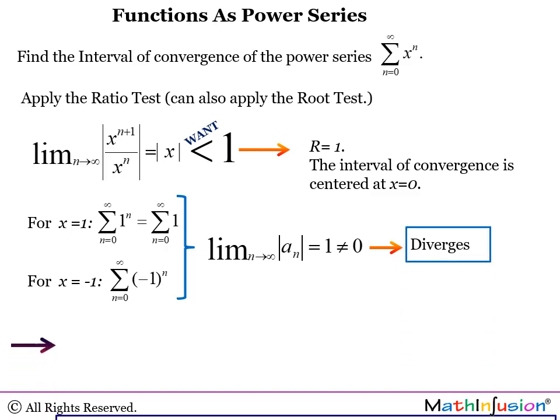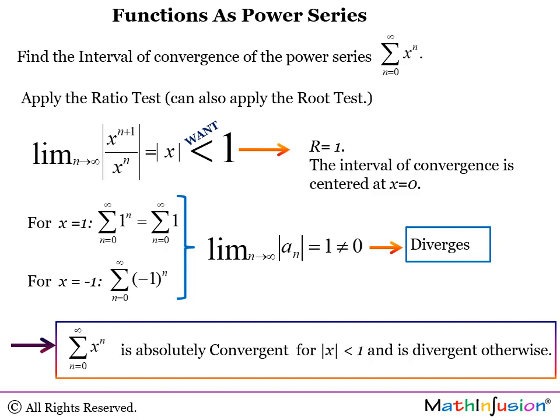And we can conclude. The sum of x to the power of n is absolutely convergent for x's such that x in absolute value is less than 1, and is divergent otherwise.